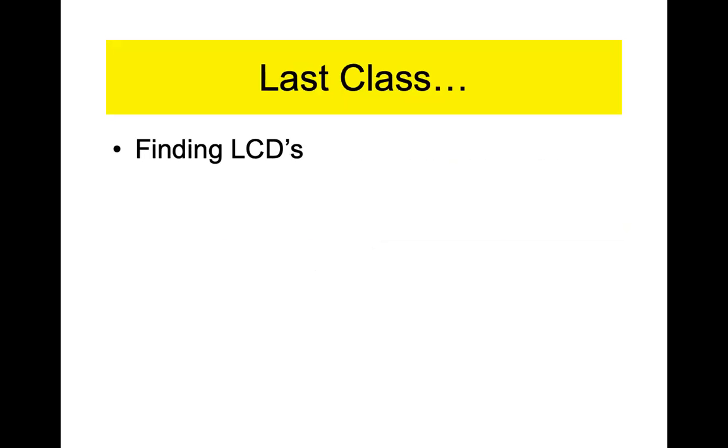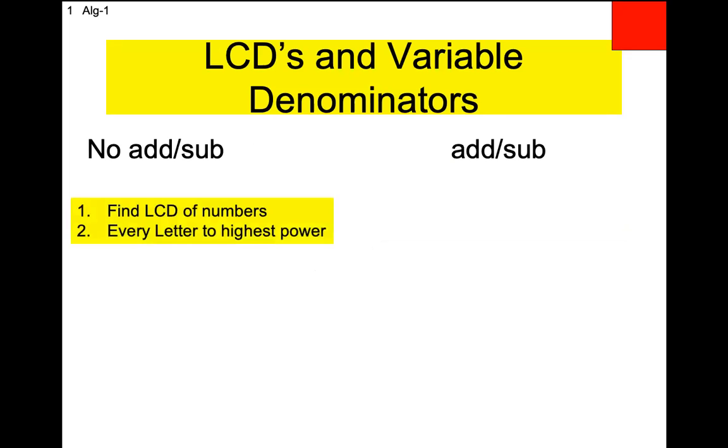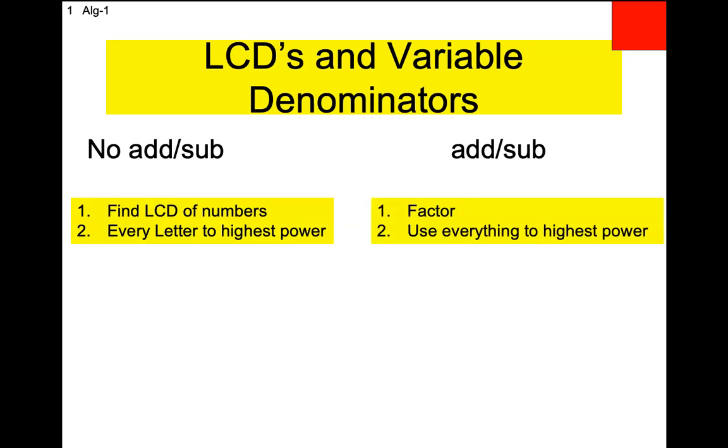All right, here we go. The last class we found the lowest common denominator or the least common denominator or the common denominator. Today we're going to use that to add and subtract fractions. All right, to remind you, you've already written this down once. If you want to write it down, you can. You don't have to. These come in 2 flavors: the ones where there's no adding or subtracting in the denominator, and the ones where there is. When there's no adding or subtracting, you take the numbers, those are the coefficients, and you find the LCD of them, and then every variable to its highest power. When there is adding and subtracting going on, you factor first, then you pick one of everything to its highest power.